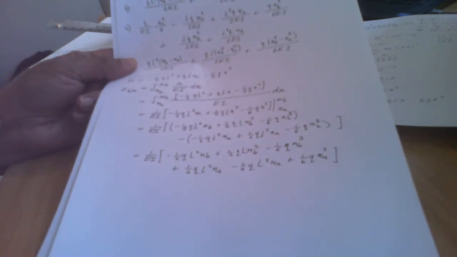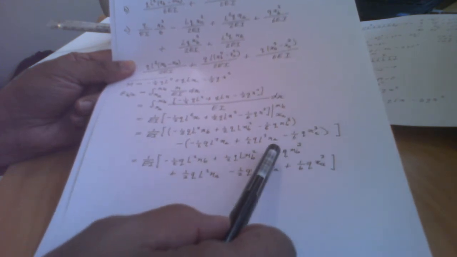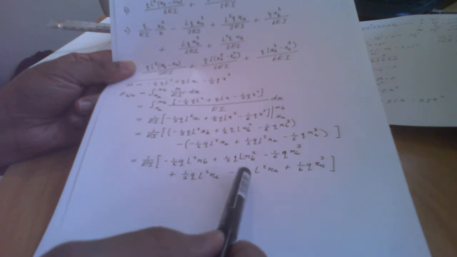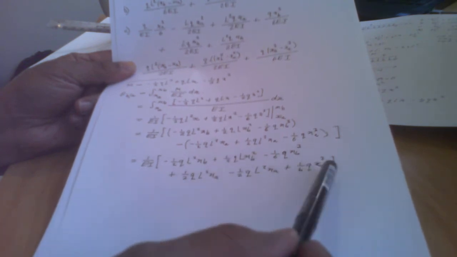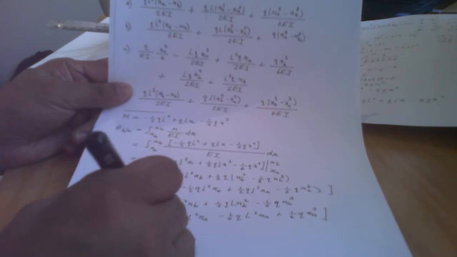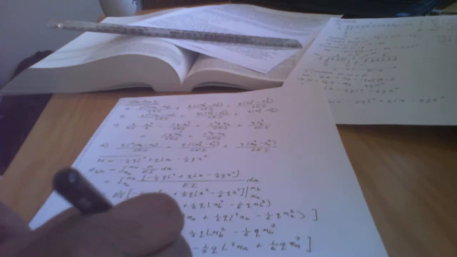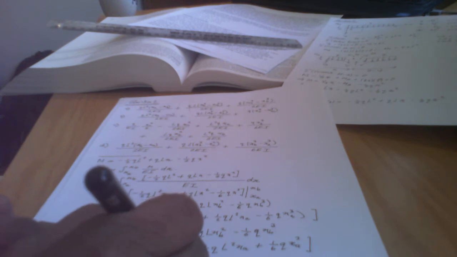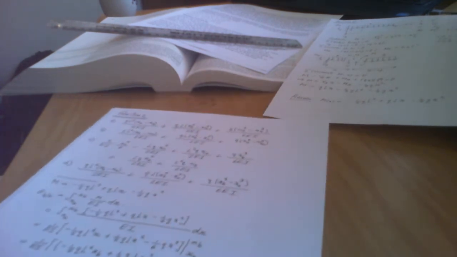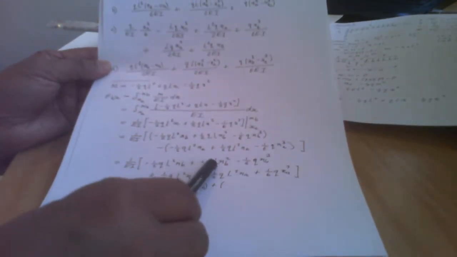Let's group common terms. We've got a half QL squared, a half QL, 1/6 Q, a half QL squared, a half QL squared, 1/6 of Q. So, grouping the terms together. Okay, that is for a half QL squared. A half QL.